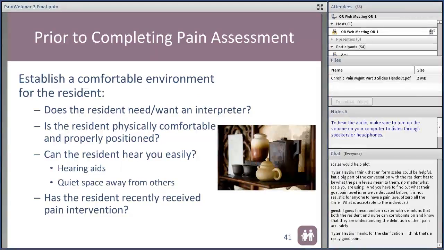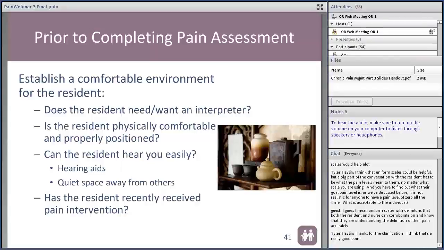Okay. So prior to completing the pain assessment, again, some of this is right from the RAI manual, and that's to make sure that you establish a comfortable environment for the resident. Does the resident want or need an interpreter? And that's real critical, that we are responsible in long-term care to have interpreters available if needed. Is that resident physically comfortable and properly positioned? There's nothing worse than asking somebody if they're in pain when they are not positioned well.